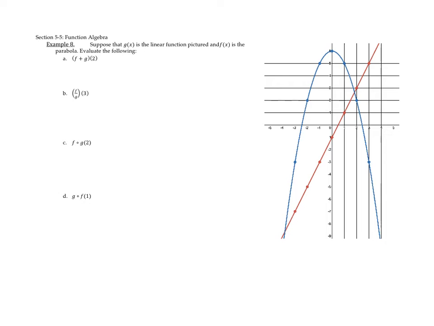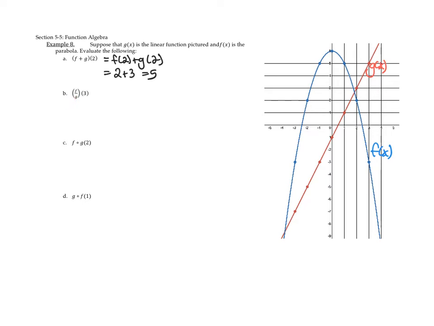So the first one is f plus g of 2, which just means f of 2 plus g of 2. F of 2 means going to 2, finding the function value associated with it, which is 2. And then g of 2 means going to x equals 2, but now we're looking at the line because g of x is the line, and that's 3. And then 2 plus 3 is just 5. I'm going to go ahead and label these with their names so I don't get confused later.